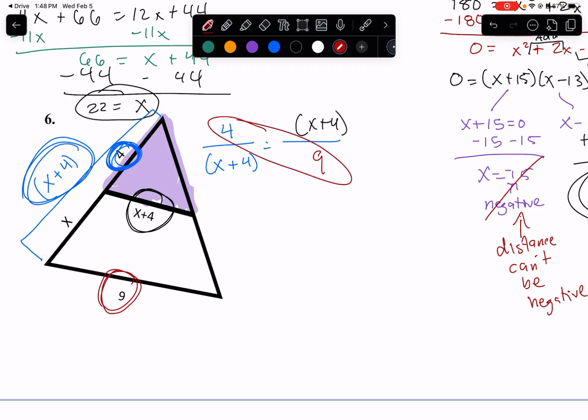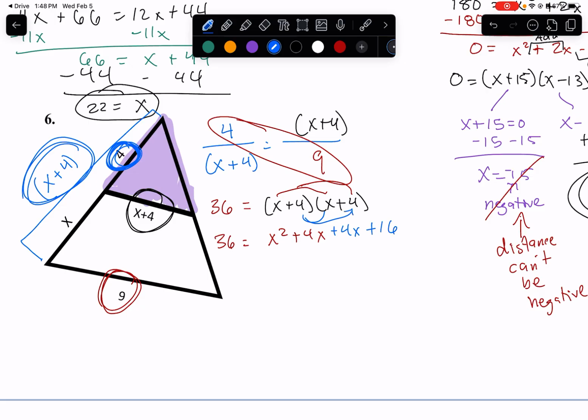So now I can cross multiply. 4 times 9 is 36. And then I'm going to have x plus 4 times x plus 4. I'm going to distribute. 36 equals x squared plus 4x. 4 times x is 4x. 4 times 4 is 16. I then need to combine like terms. 36 equals x squared plus 8x plus 16.